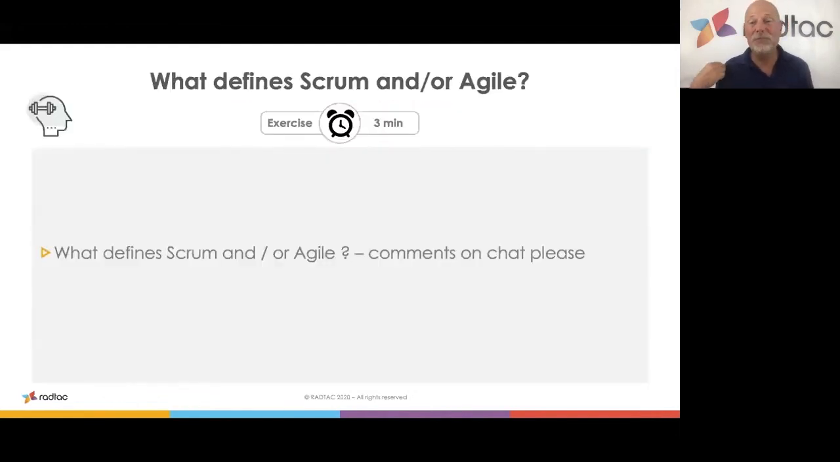So over to you on the old chat. Gives me a chance to have a bit of my coffee as well. Over to you on chat. In your opinion, what defines Scrum and/or Agile? If you put comments on chat, I'll then be able to see those comments and see what you're actually raising. So what defines Scrum or Agile? What do you reckon?